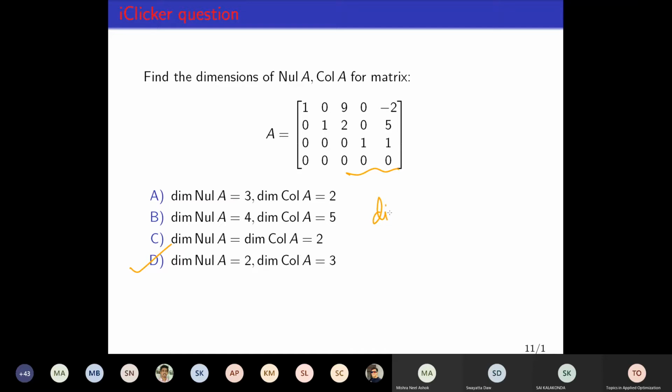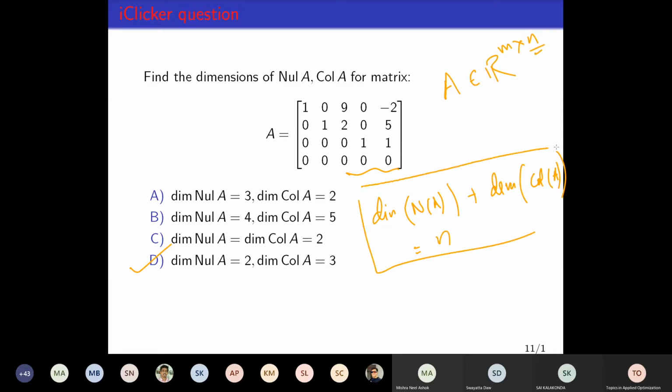So dimension of the null space of A plus dimension of the column space of A is what? Can you tell? It is equal to the number of columns, right? So A is, let us say, m by n. So from here, actually, you prove the rank nullity theorem. This is the well-known rank nullity theorem.